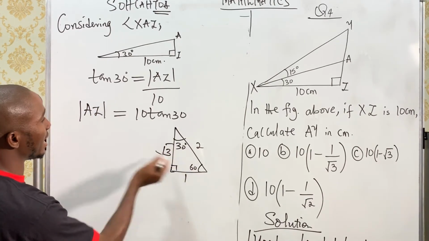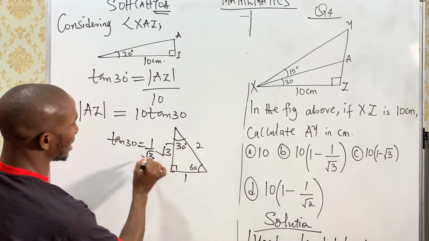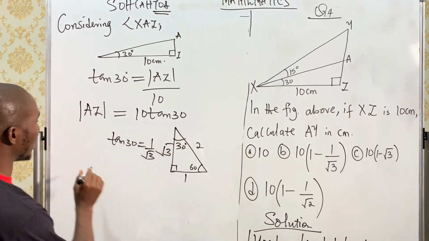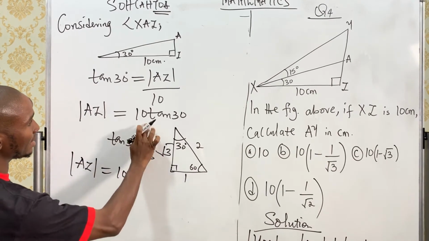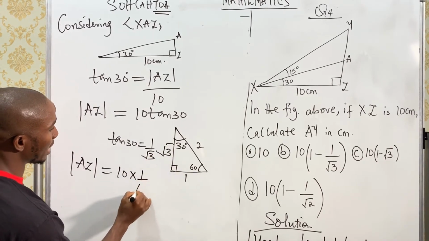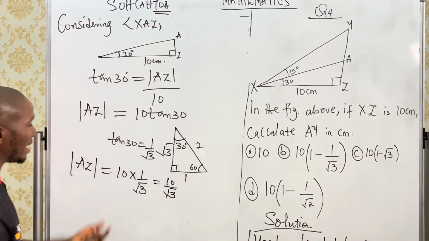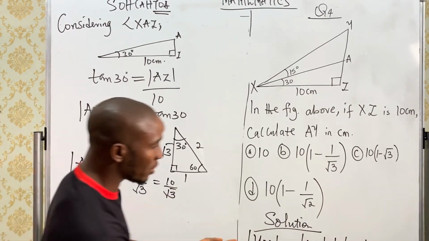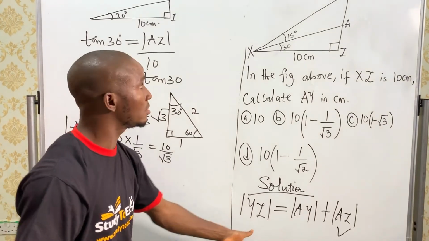So tan 30 from here will be 1 over root 3. That is the meaning, tan 30. Meaning that the AZ from here will now be 10 times tan 30, which is 1 over root 3, which is 10 over root 3. And that is our AZ. Now we've gotten AZ, we can also find YZ.